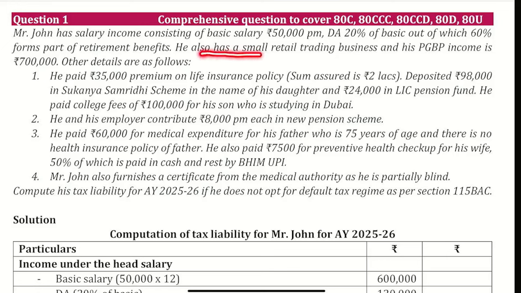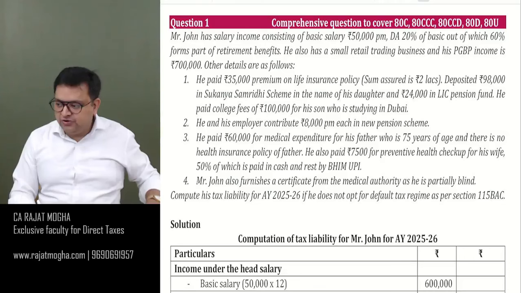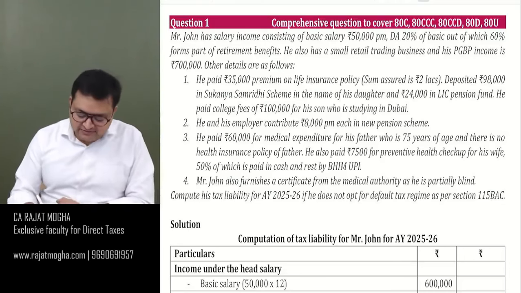He also has a small retail trading business and his PGBP income is 7 lakh. Okay. So this person has salary income. This person has PGBP income also. He paid 35,000 life insurance premium on the insurance policy. Deposited 98,000 in Sukanya Samriddhi. Everybody should know about life insurance policy because this is quite important.